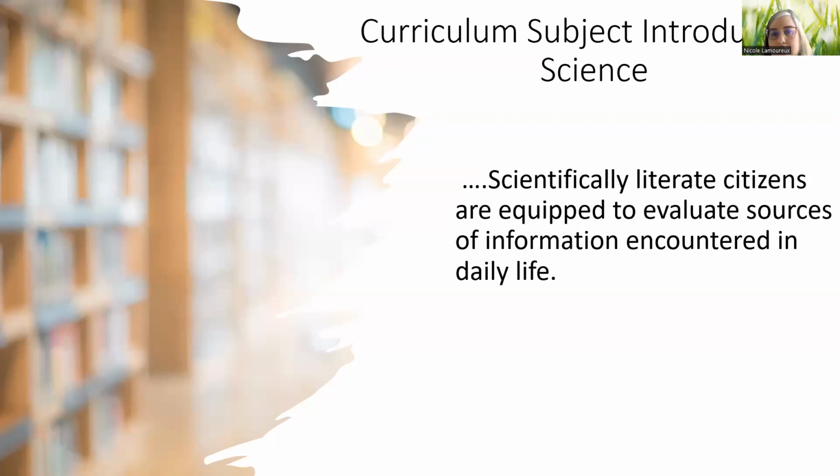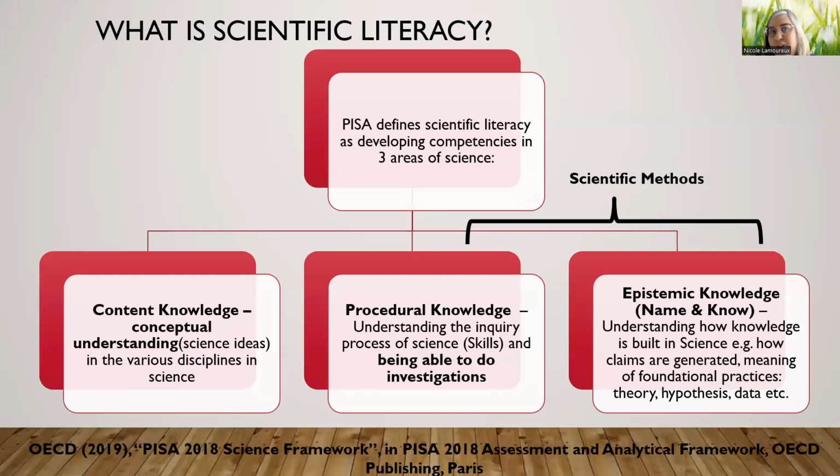So I pulled out a quote here that says, scientifically literate citizens are equipped to evaluate sources of information encountered in daily life. So as I mentioned, right, it's something that faces us. So we want to develop scientifically literate students. But if we're going to do that, we need to know what it means to be scientifically literate. So PISA, the Program for International Student Assessment, defines scientific literacy as being competent in 3 areas.